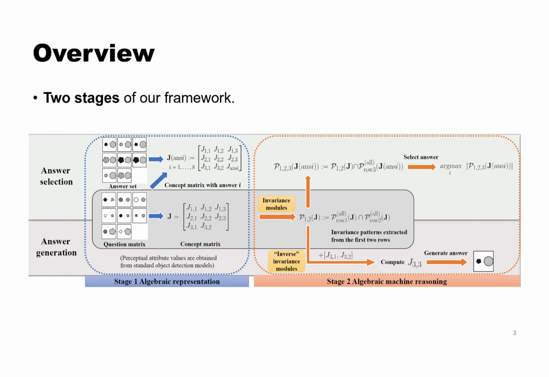In order to encode the RPM images algebraically in the first stage, we first need to train object detection models on a small subset of RPM images to detect entities and their attribute values. Each panel can then be represented as a concept according to the detected entities and attribute values. In the second stage, there are 3 steps to extract row-wise patterns from RPM images, and then either select or generate answers, which I will describe later.